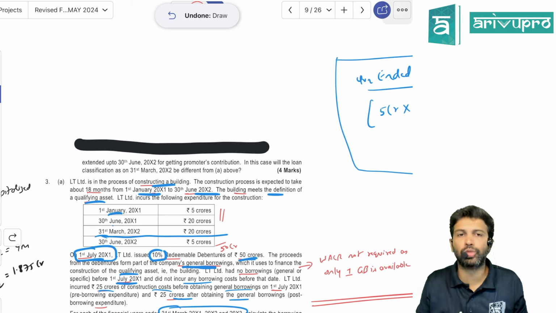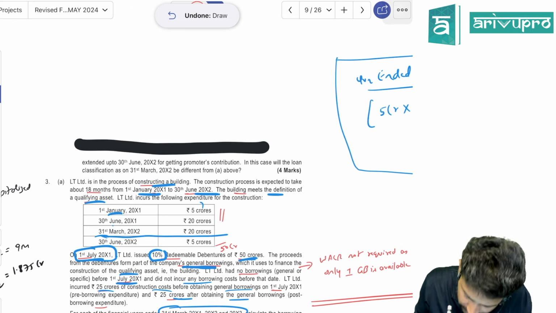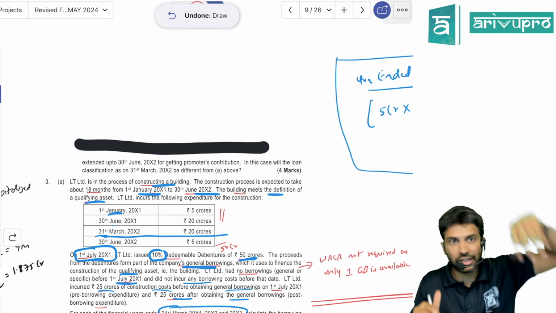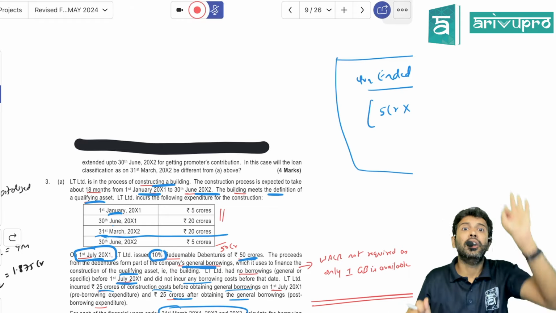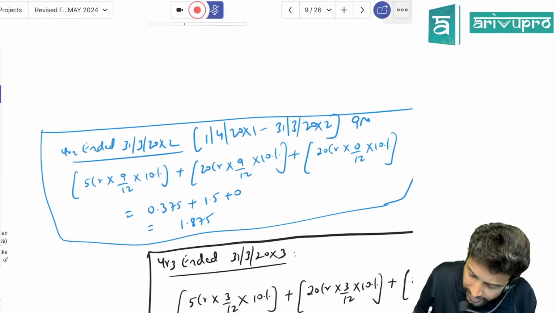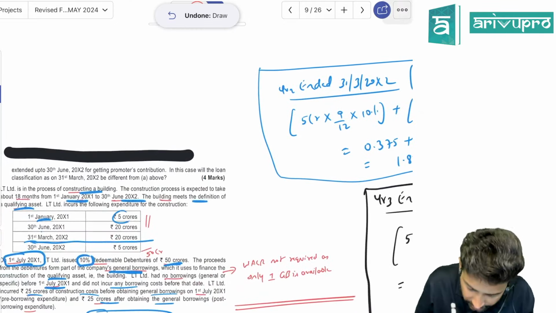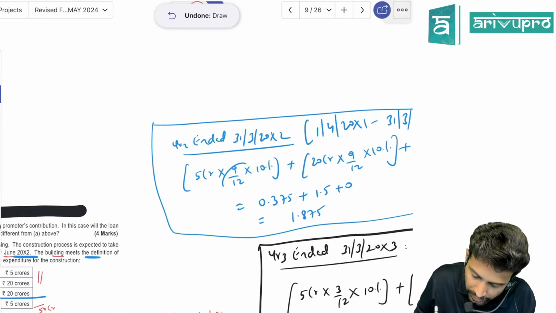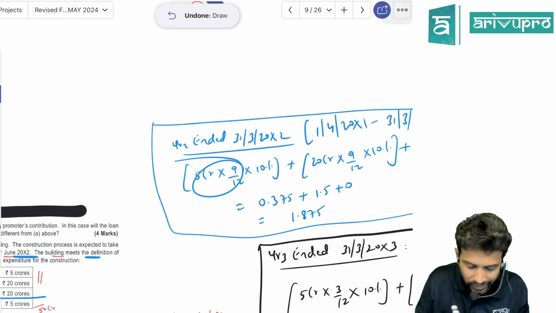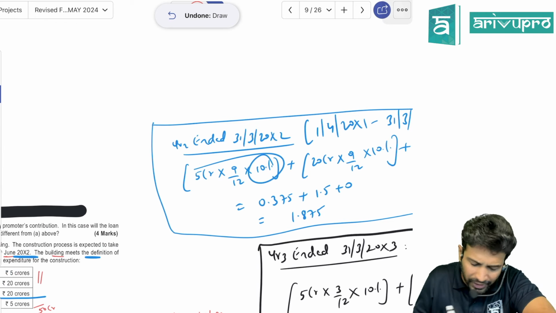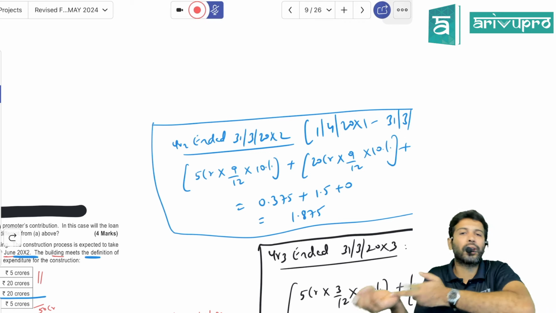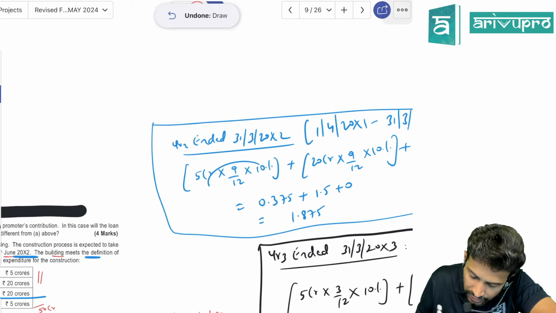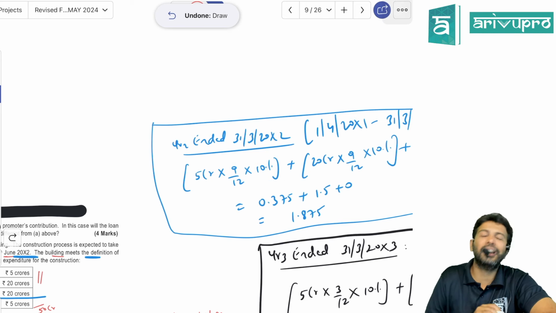Till 31st March 20x2, what and all expenditure have you incurred? This 5 crore, is it incurred? Yes. That you've incurred much before, last year only. But the year is irrelevant. For the current year, what is the weightage? 9 by 12. So how much expenditure have you incurred here? 5 crore. So take 5 crore into 9 by 12. Doing this, you get time weighted expenditure, multiplied by the weighted average capitalization rate, which in this case is 10% only, because we don't have multiple borrowings. If you do this, you will get borrowing cost to be capitalized 0.375.